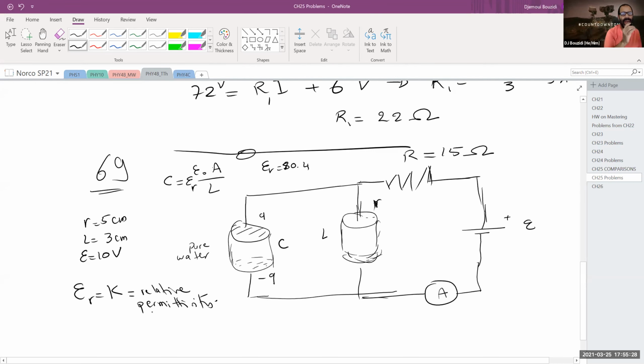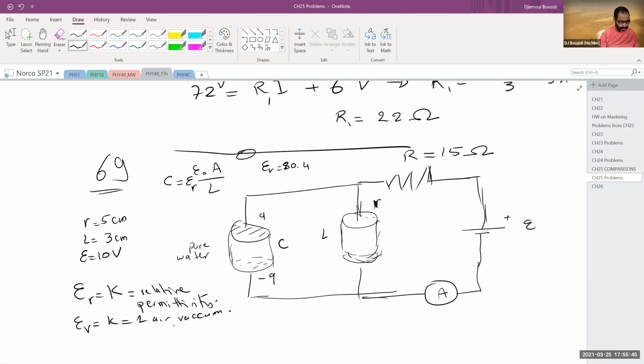That depends on the medium. For air and vacuum, it's 1. Except that we know that this is not the case. This is water, pure water. So they tell us that we needed that value, otherwise we cannot really calculate the capacitance.